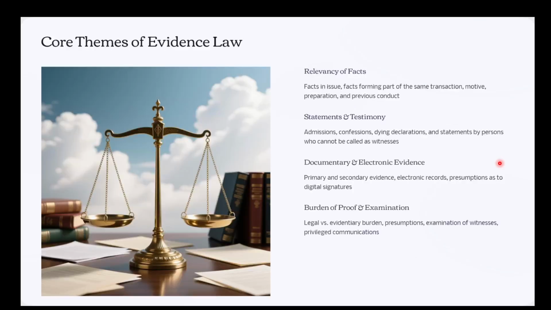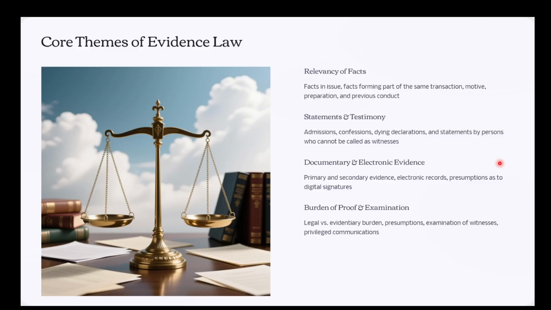So the core themes of the Evidence Act: relevance of facts, statements and testimony, documentary and electronic evidence, burden of proof, and examination. Let us discuss one by one. Relevancy of facts: facts in issue, facts forming part of the same transaction, motive, preparation and previous conduct. Statements and testimony: admissions, confessions, dying declarations and statements by persons who cannot be called as witnesses.